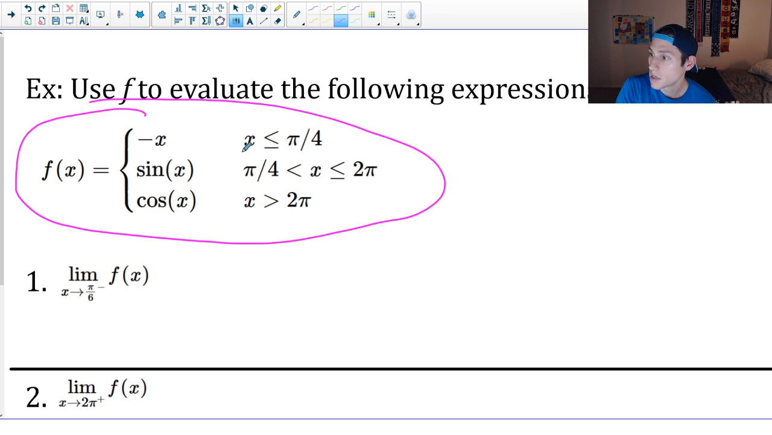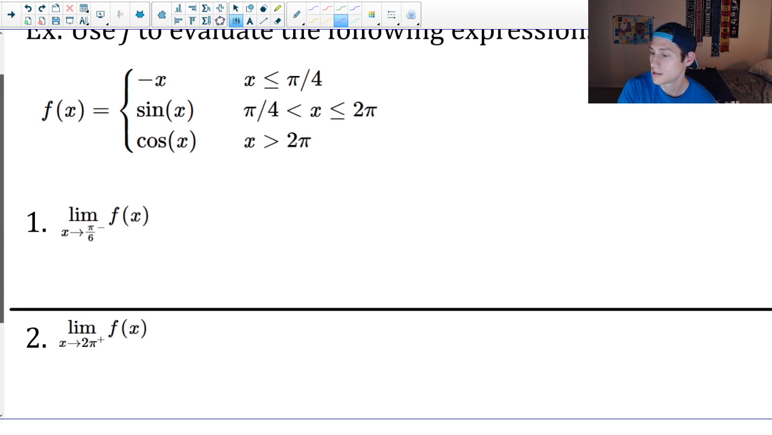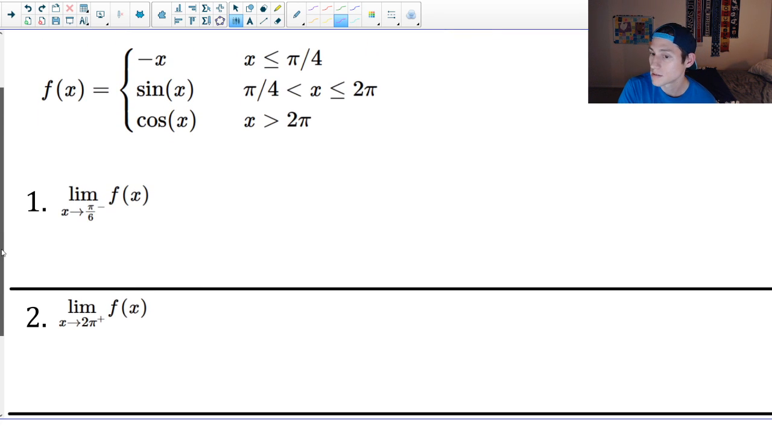Which means that depending on what the x value is, we have different choices for which equation we'll use. We'll either use negative x or sine or cosine. Now, I wanted to do this because I know that you guys all perfectly remember your values for sine and cosine. I know that you guys have the unit circle completely memorized still from trigonometry. So I wanted to give you a chance to demonstrate that intense trigonometric knowledge.